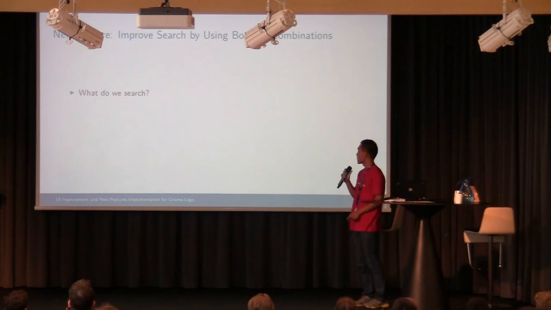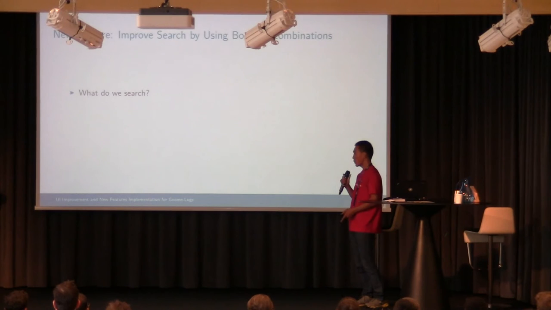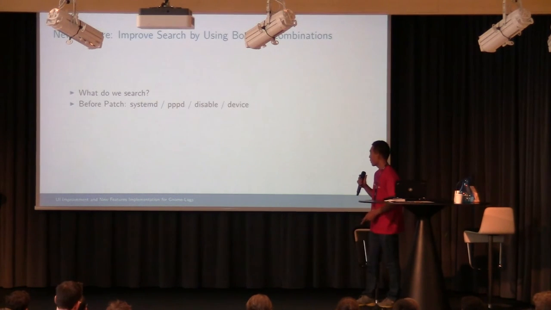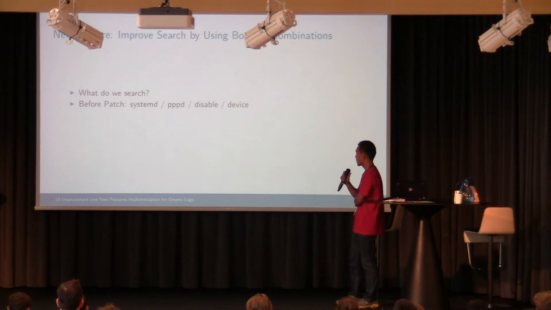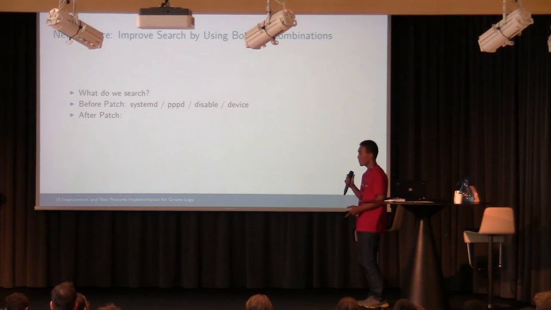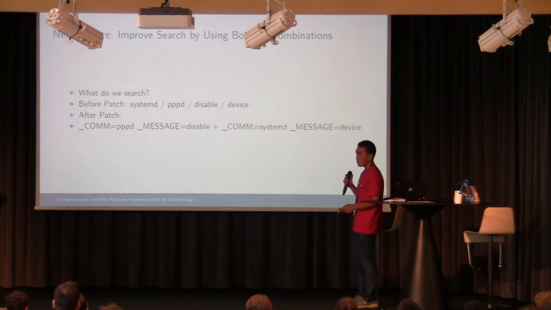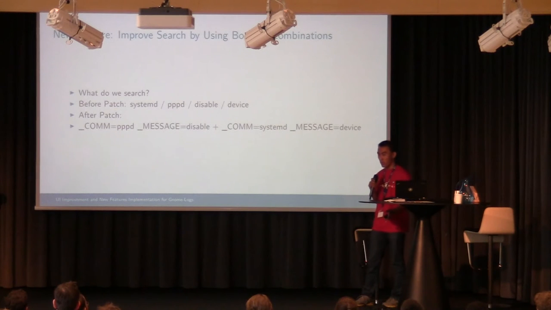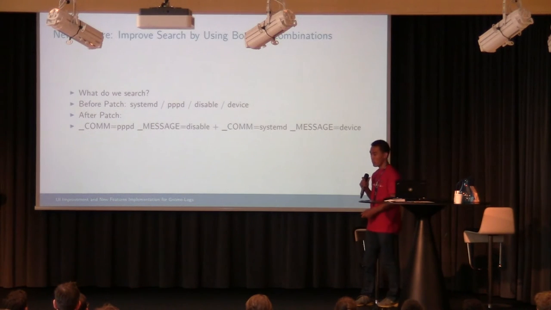The third one is also a new feature: improving search by using Boolean combinations. Before the patch, we could input a search text directly in the search entry, maybe type systemd, pppd, disable, or device, and some relevant entries would show up. After the patch, the search becomes very powerful. Maybe many of you have used journalctl, and the search of journalctl is very powerful. But before the patch, GNOME Logs could not do the same functionality as journalctl.